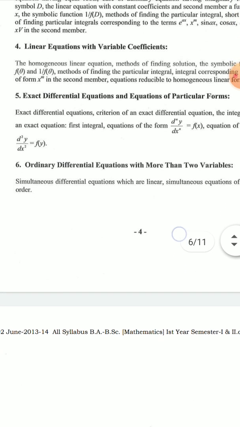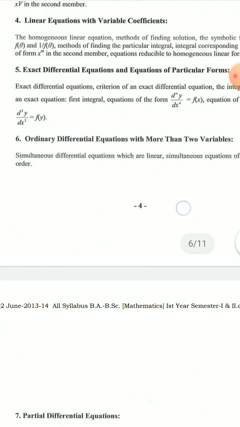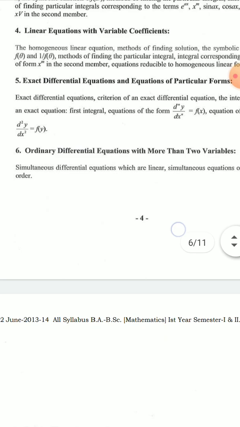The next chapter is linear equation with variable coefficients. Means coefficients of the equation are variables, not constants. In the previous chapter, these are the constants. Now, in this chapter, we have to study only the homogeneous linear equations, general method and method to find the complementary function and particular integral again.